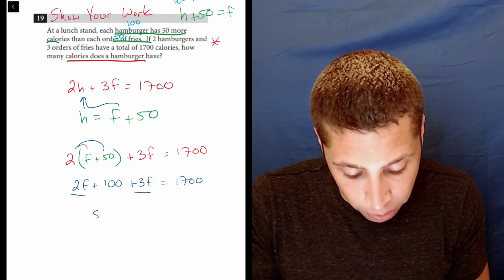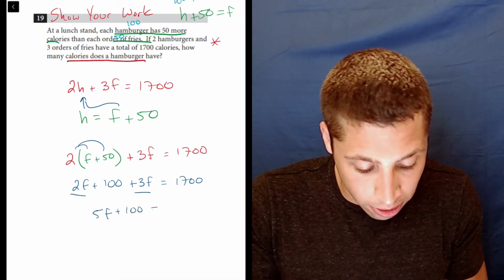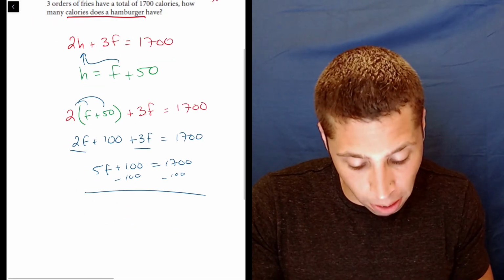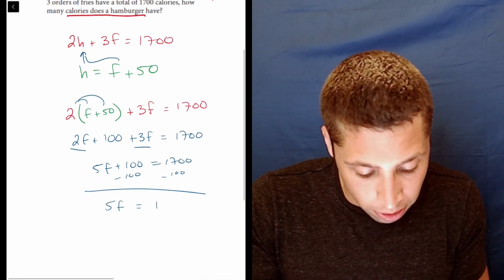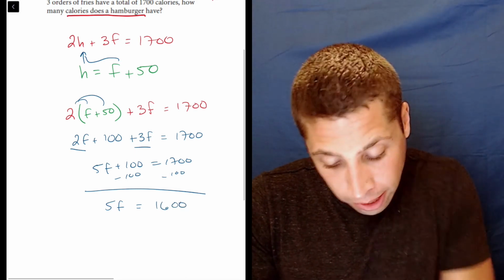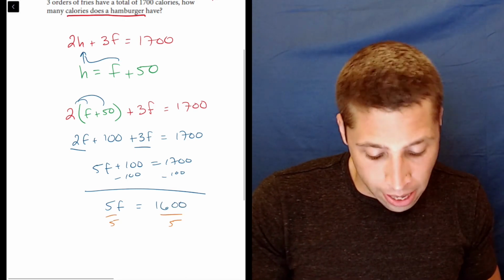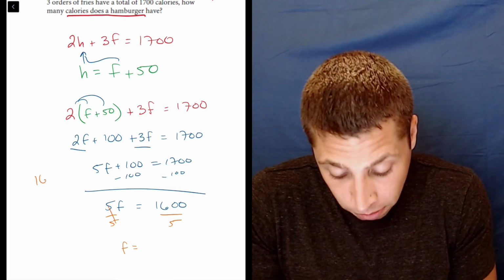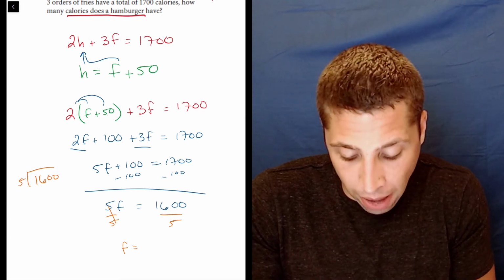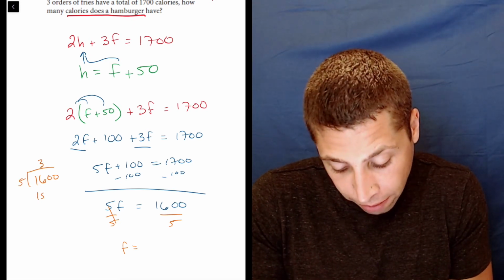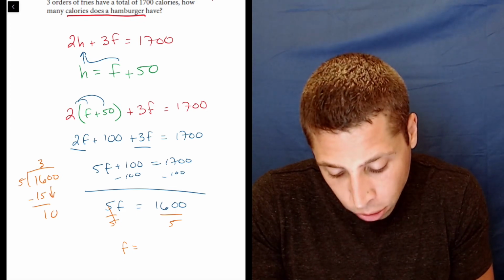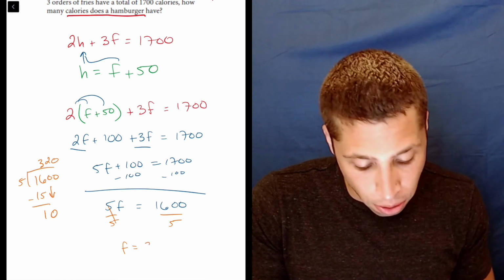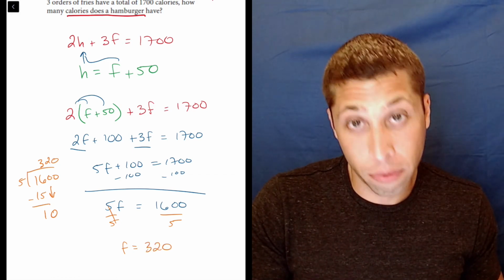Combine like terms, we get 5F plus 100 is equal to 1700. Subtract 100. I'm going fast here because now we're just in regular old algebra territory. That's 1600. And then finally we've got to divide by 5. And this is where people get kind of messed up. But my advice is just do some long division. 1600 divided by 5. 5 goes into 16 3 times. 3 times 5 is 15. Subtract, we get 1. Drop the 0. 5 goes into 10 twice. And there's nothing left over, so 320 calories for the fries.